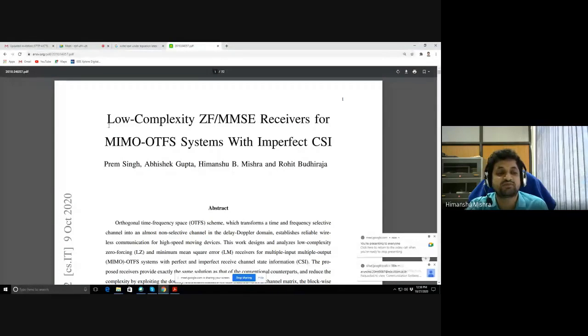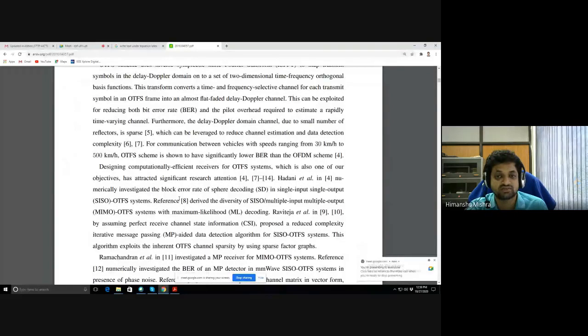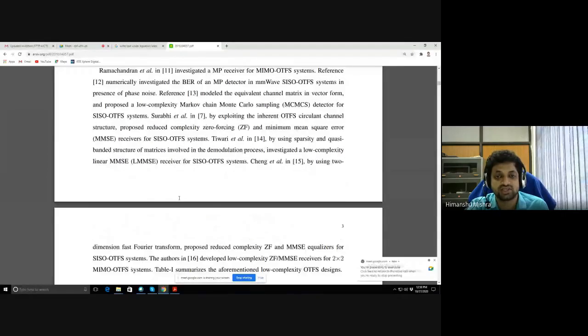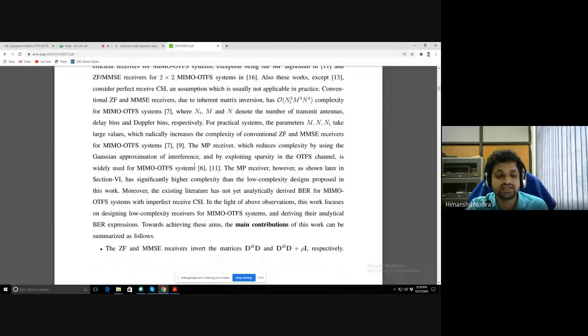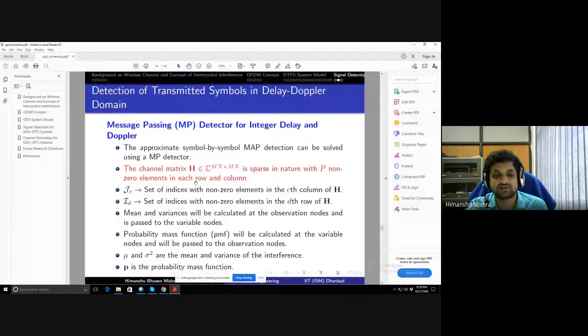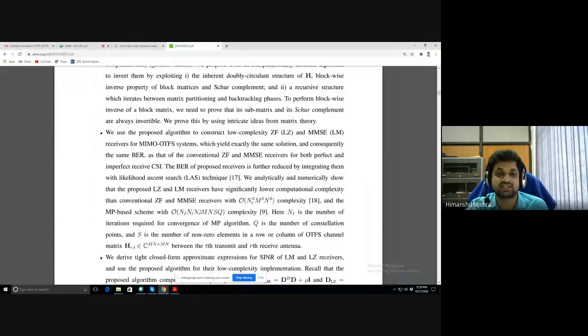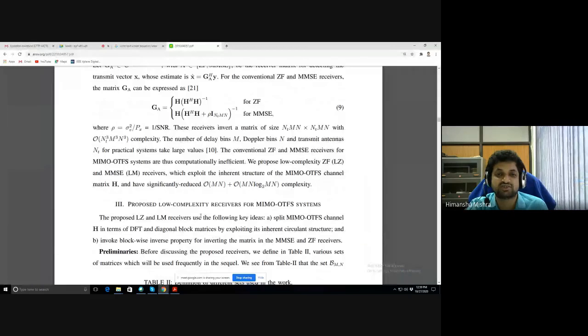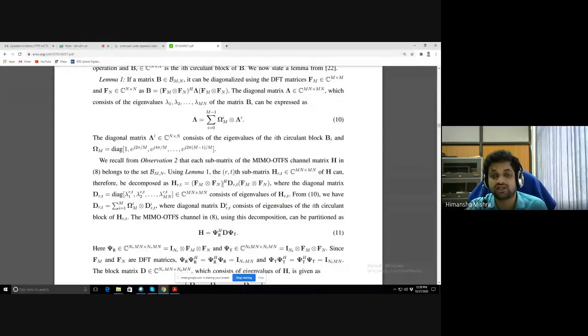You can see this paper, low complexity zero forcing and MMSE receivers for MIMO OTFS system with imperfect channel state information. You can study this paper from Google Scholar. It has been submitted to one journal, one transaction, but right now it is there on arXiv. In this paper, I already told you about the interesting structure of the channel, the structure of H. The H structure is sparse block circular. By exploiting this structure, we have designed a low complexity channel estimation and low complexity detection technique. This is the fundamental of how we can design the low complexity detector.